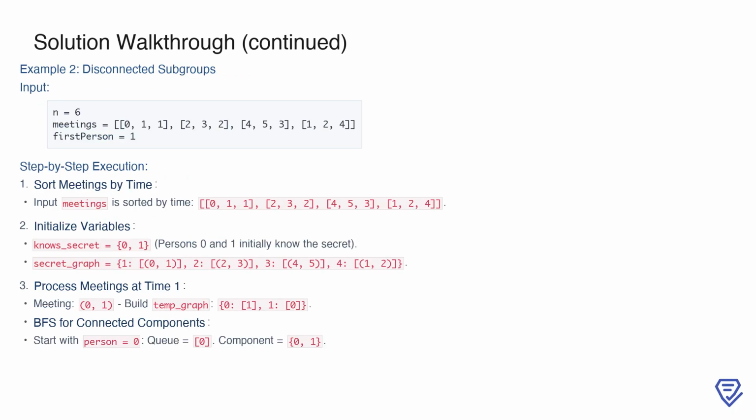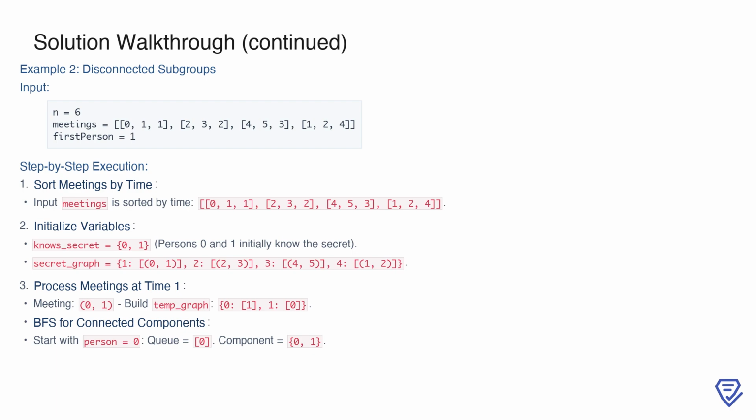In this second example, we have 6 people and a more complex meeting structure, which includes disconnected subgroups. First, we sort the meetings by time, resulting in the same order: 0, 1, 1, 2, 3, 2, 4, 5, 3, 1, 2, 4. The knows_secret set is initialized with persons 0 and 1, as they are directly informed, and the secret_graph maps each time to its corresponding meetings.